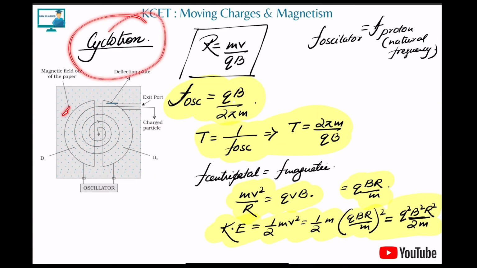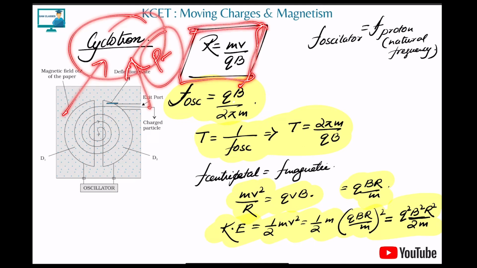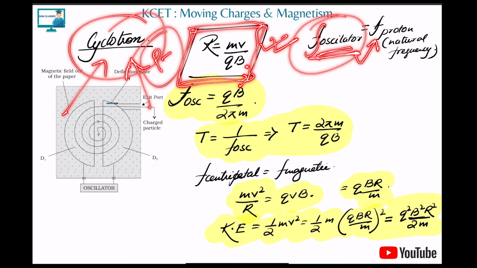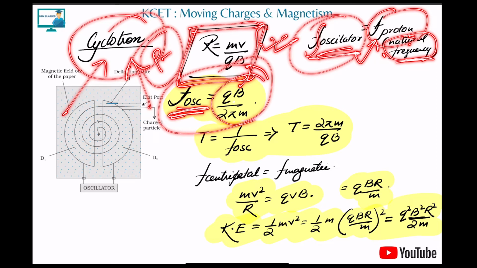So for cyclotron we won't go into much theory because we are not doing it for the second PU. We're doing it for KCT. So only the important formulas, and all the formulas are almost similar. So R is equal to mv by qB, which you have done. Here one thing that changes is the frequency of the oscillator. We keep it in such a way that it should be the same as the frequency of the proton, that natural frequency. So that is important. So the frequency of the oscillator is qB by 2 pi m. Time period is equal to 1 by frequency of the oscillator, that is equal to 2 pi m by qB.